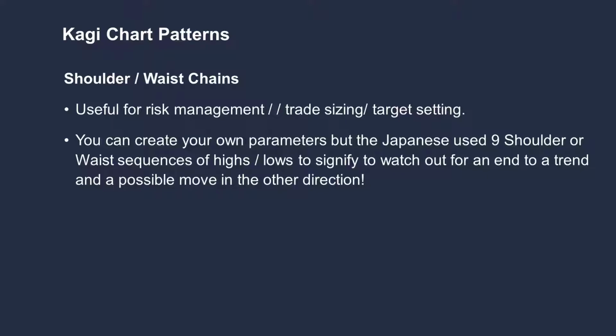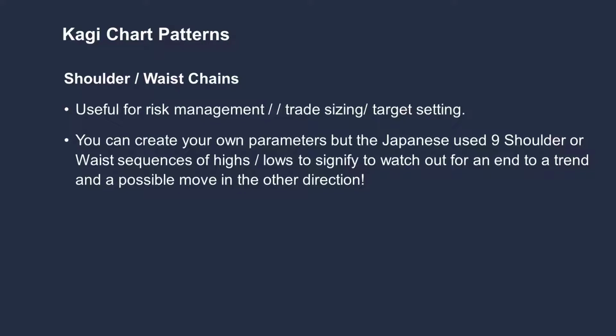And finally we've got what I call the shoulder waist chain setup. Very useful for risk management or trade sizing, getting bigger, adding to your trades, or target setting. Now in Japan they use something called a 9 shoulder or waist sequence, and when it got to that 9th shoulder, they started to believe that that was the trend starting to possibly wear out, and would sort of heighten the awareness to look for signals for a change in trend direction. Quite hard to spot the 9 shoulder pattern.